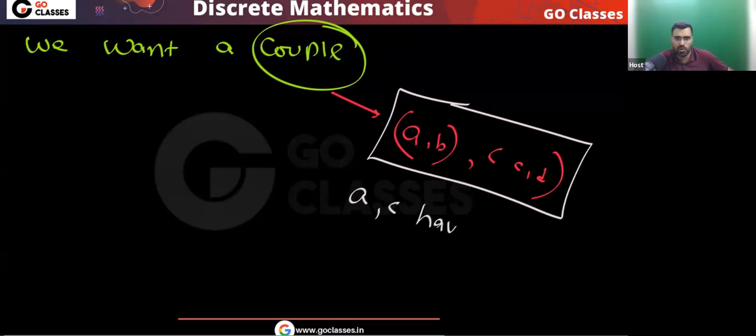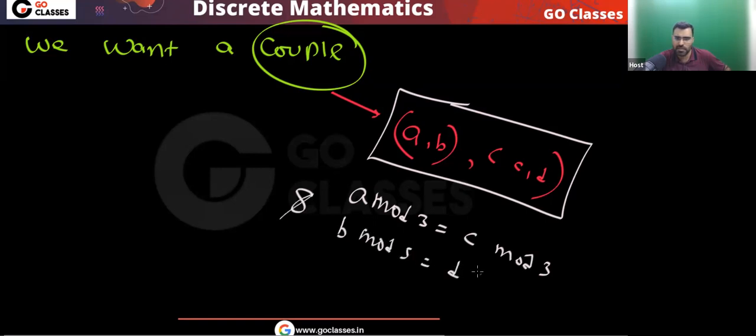Or I can say that A mod 3 is the same as C mod 3, and B mod 5 is the same as D mod 5. This is the question. Very simple: we are saying that this is the couple.